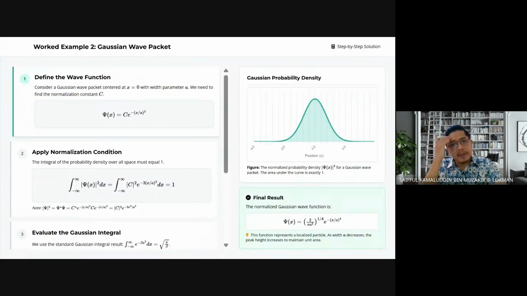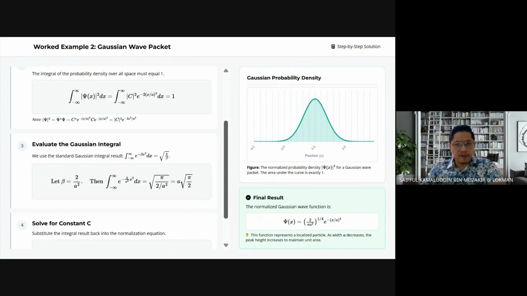Let's see work example number 2, the Gaussian wave packet. This is not the normalization example. Consider a Gaussian wave packet, psi equals C times e to the minus x squared over a squared. This is the first equation, number 1.